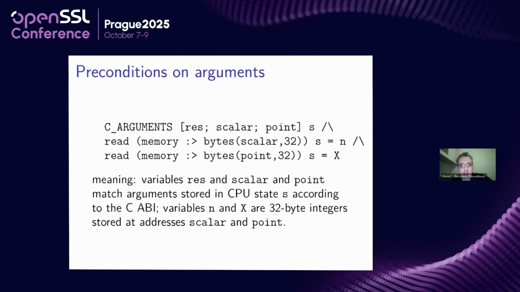And then there's a few more preconditions about the arguments. There's this result and scalar and point, those were the arguments to this function. There's an assumption that the scalar is pointing to 32 bytes, which have a big integer n, a 256-bit integer n, and the point is pointing to a 256-bit integer x. And again, when you're auditing these things, you have to check what C arguments means in principle and read memory and so on.